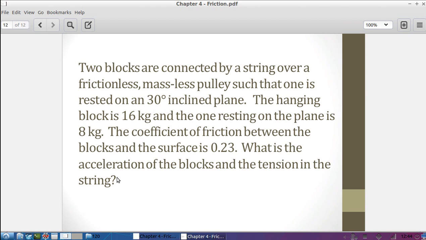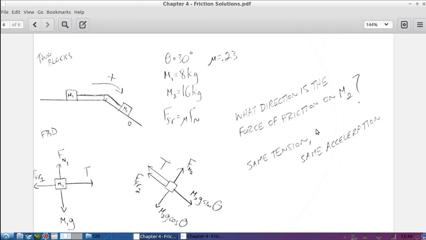This is very similar to a Newton's second law problem we did earlier, before we introduced friction. The blocks are connected by a string, so two things we know. The tension is going to be the same everywhere in the string. It's one cable, same tension. Also, the two blocks are connected, so they're going to have the same acceleration. All right, so here's my picture.